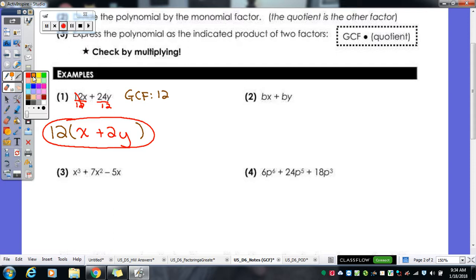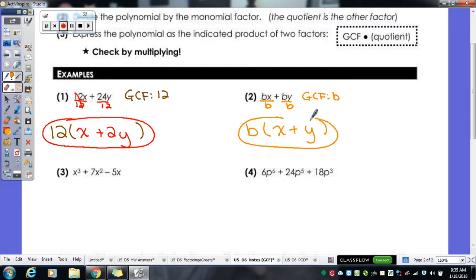So let's look at number 2. What would be our GCF over here for number 2? B. So I'm going to put my B and then one set of parentheses. That's my setup for my GCF factoring. So I'm going to divide that by B, divide that by B. What's left? X plus y. So it's like our division that we were doing last time. It's just you have to write your answer in a different way.